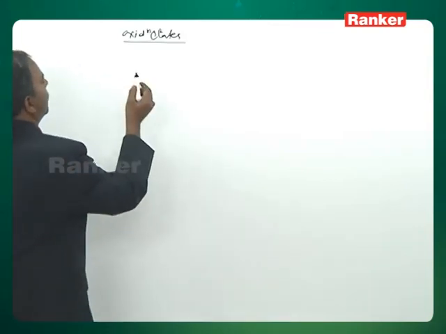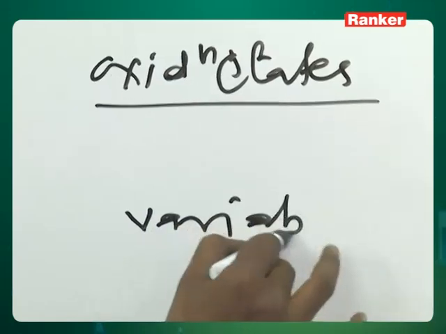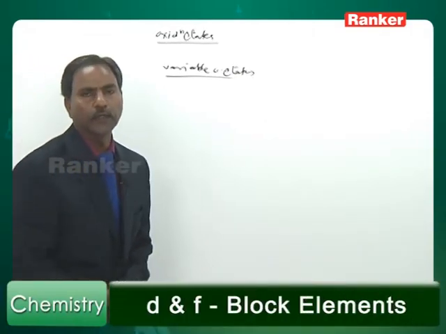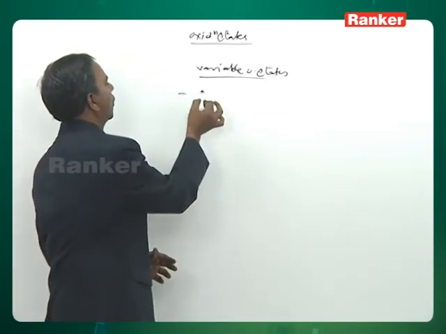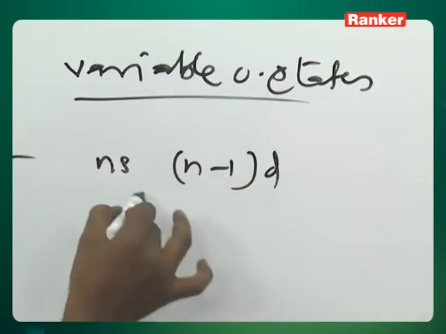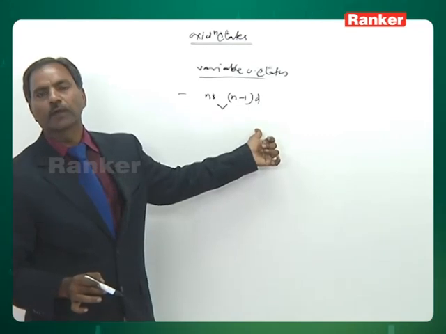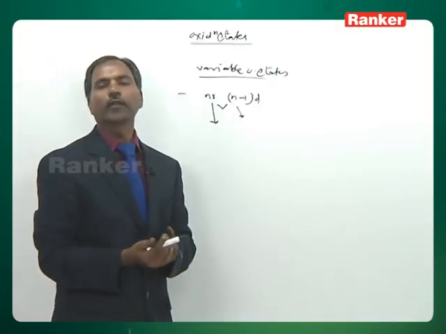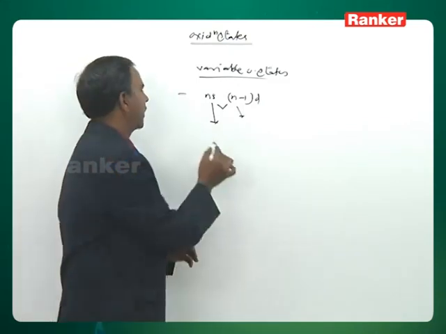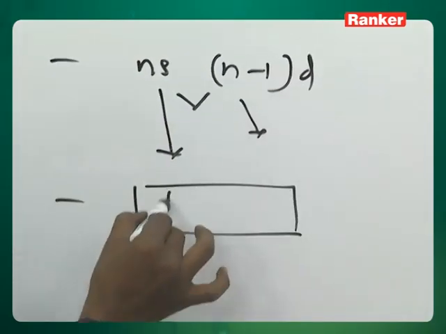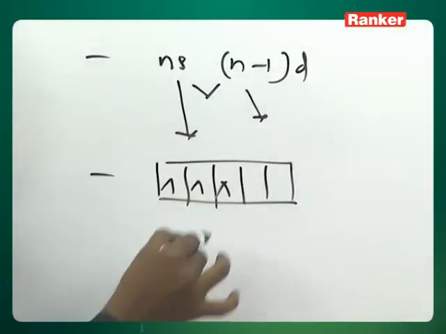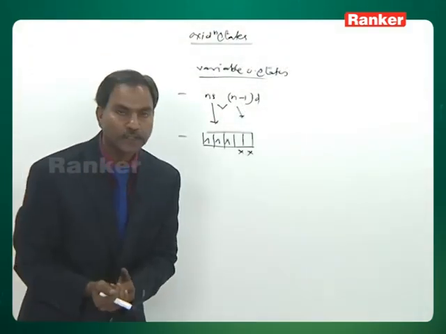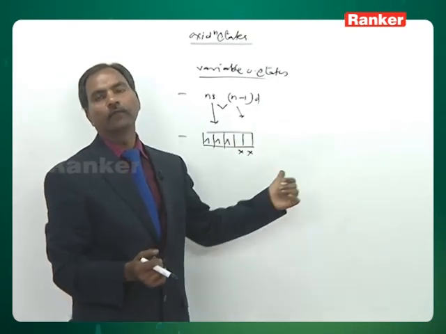Oxidation states. Most of the d block elements exhibit variable oxidation states. Why do they exhibit variable oxidation states? It may be because the energy difference between ns and (n-1)d orbitals is less. What is happening by that? The electrons from s orbitals and electrons from d orbitals are easily involved in bonding. Therefore, they exhibit variable oxidation states. Next, it may be due to the presence of unpaired electrons in d orbitals, incompletely filled d orbitals. This is also one of the reasons why they exhibit variable oxidation states.